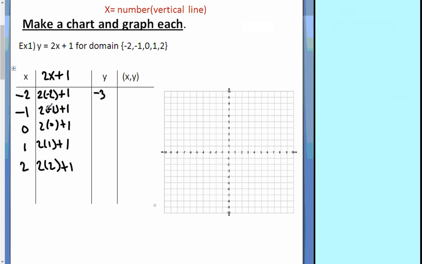Put the negative 1 in. 2 times negative 1 is negative 2 plus 1 is negative 1. Put the 0 in. Well, that's going to make 1. Put the 1 in. 2 times 1 plus 1 is 3. Put the 2 in. 2 times 2 is 4 plus 1 is 5.